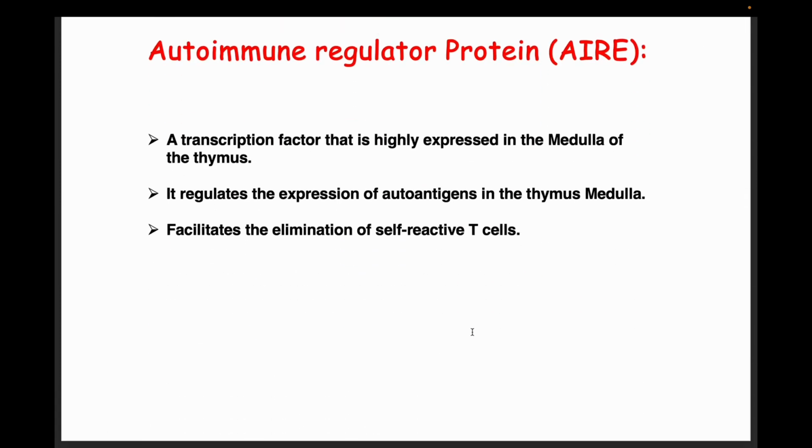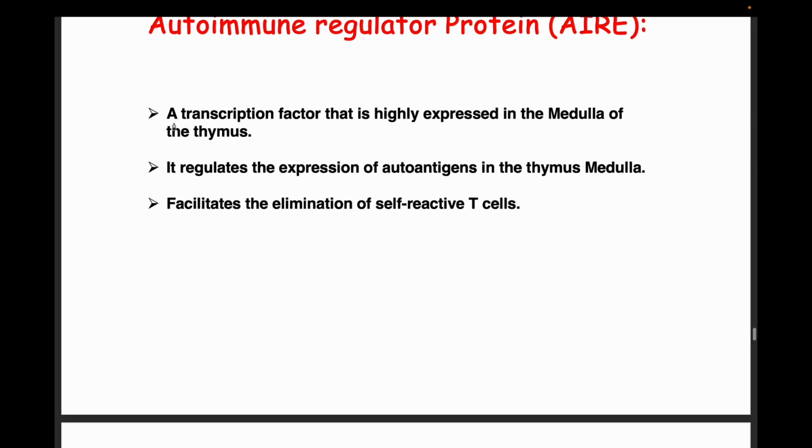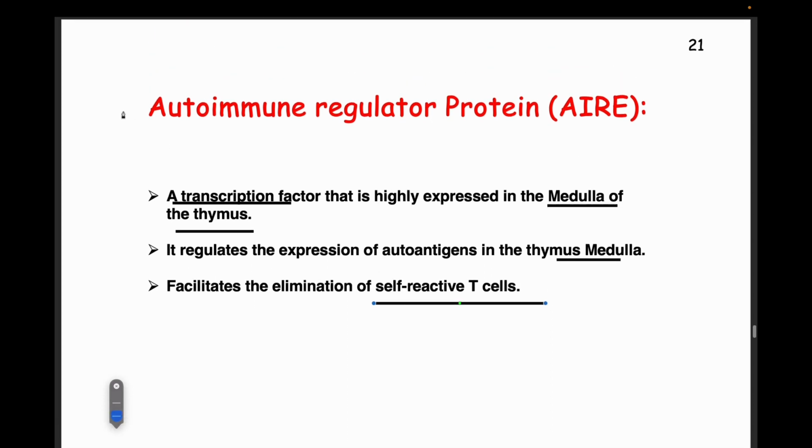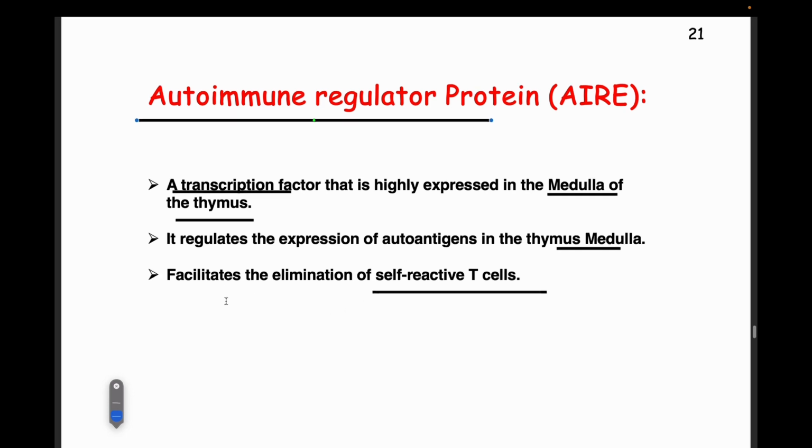هنا دي يتكلمون على in the medulla of the thymus, there is something called the autoimmune regulator protein. It is a transcription factor present in the medulla of the thymus. It regulates the expression of autoantigens in the thymus medulla. الوظيفة مالتها إنه it enhance and facilitate the elimination of self-reactive T cells. فإذا عندنا مشكلة بالautoimmune regulator protein, there will be an autoimmune disease. The ability of getting rid of the self-reactive T cells will be reduced وإلى آخره.